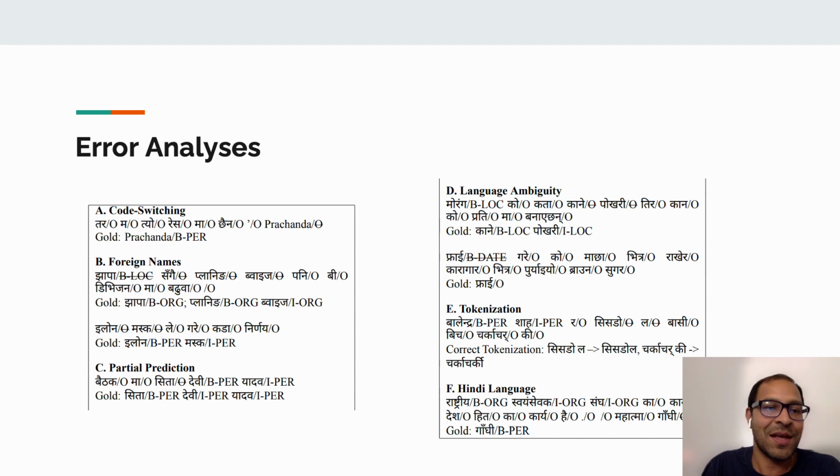Similarly, foreign names: the model has problems identifying them as named entities. Planning boys is a foreign name, but listed over here, we fail to get those names from our model because they don't have good representations in our embeddings as well as in training examples. Again, we have discussed detailed errors in our paper. Please read the paper to understand more about the other categories.